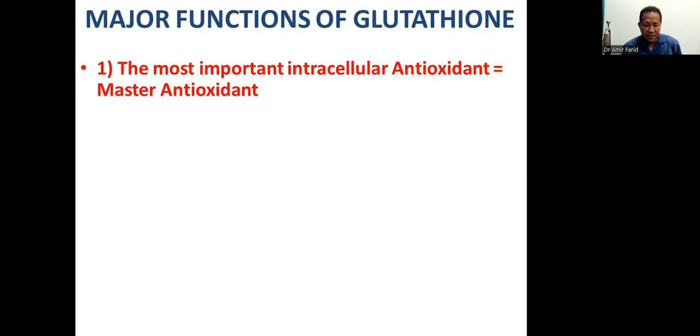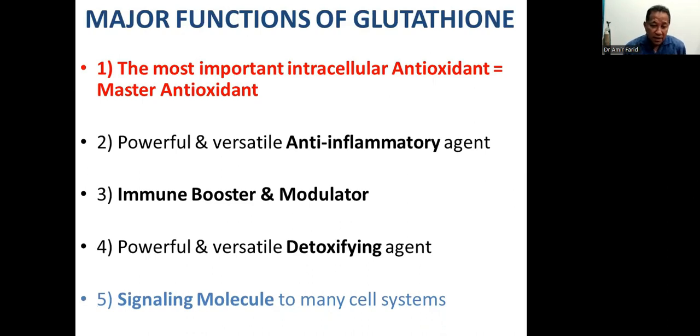So what are the major functions of glutathione? So we know that it is the most important intracellular antioxidant. For many decades, that was what glutathione was mainly known for. Then later on, we know that it has many other important functions, including being a very powerful and versatile anti-inflammatory agent, when the subject of inflammation more or less superseded the subject of antioxidants and free radicals in terms of disease. And then we find that it's a very important immune booster and modulator, and it's also a very powerful and versatile detoxifying agent. And in the last decade or so, they were talking about it being a very important signaling molecule to many cell systems.